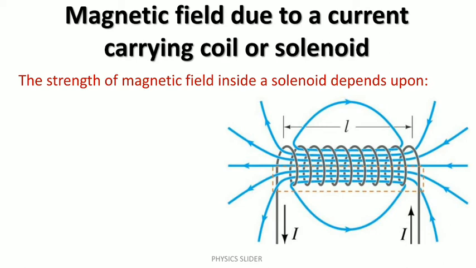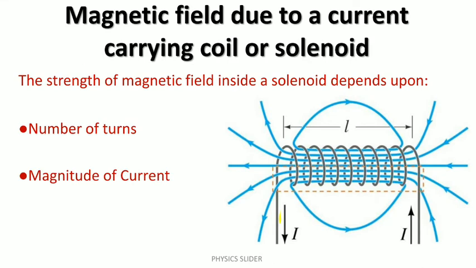And what are these factors? Let's watch. The number of turns. Higher the number of turns, higher the magnetic field inside the solenoid. And the magnitude of current. Higher the supply of current, higher the magnitude of magnetic field inside the solenoid. If we supply a higher amount of current, the magnetic field will be produced in a higher amount. And the next thing is nature of core material, and that core material which is very suitable is iron. What is this core material? We will discuss right now.